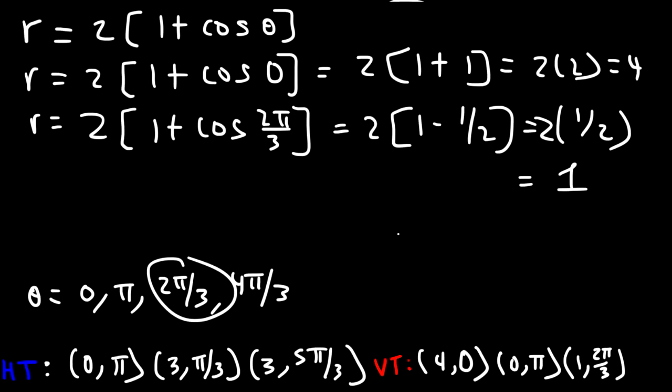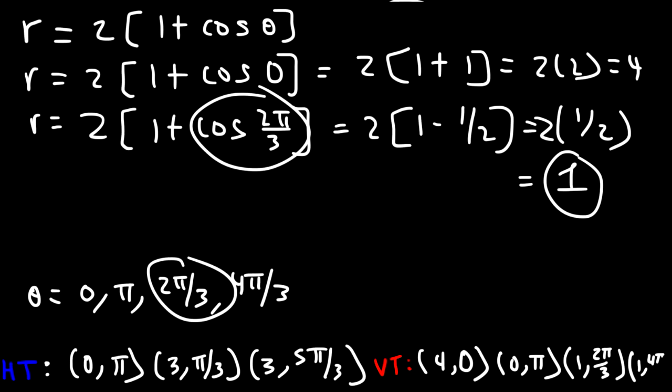Cosine 2 pi over 3 and cosine 4 pi over 3, they're both equal to -1/2. So if you plug in cosine 4 pi over 3, the result will be the same, +1. So here's the other potential vertical tangent line, 1 comma 4 pi over 3.